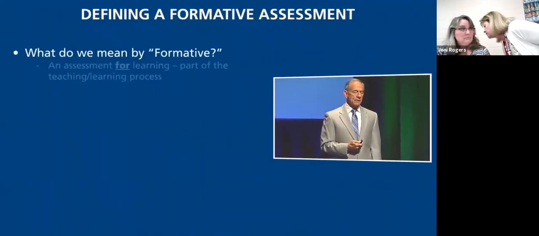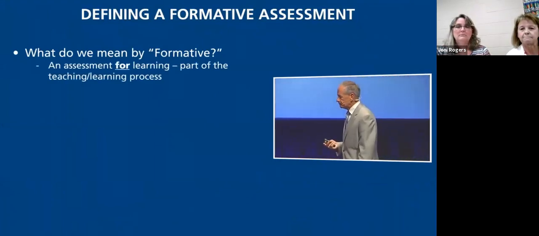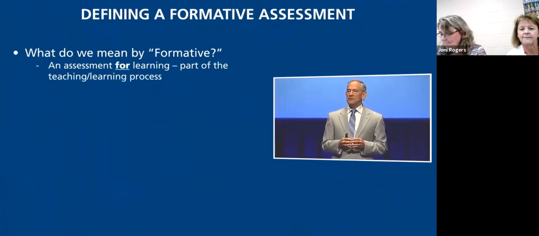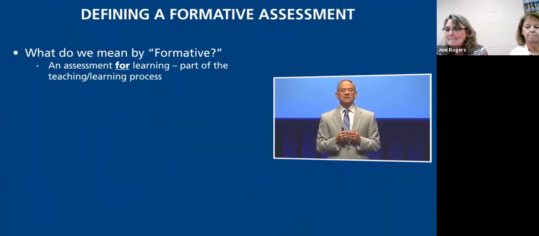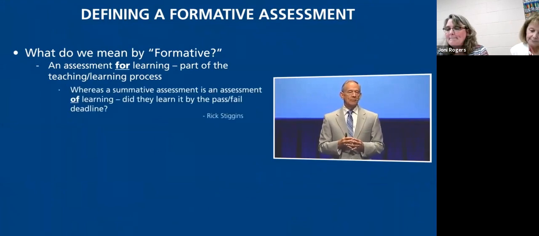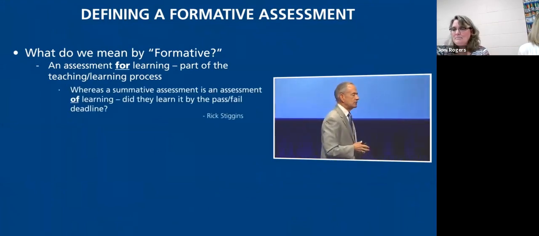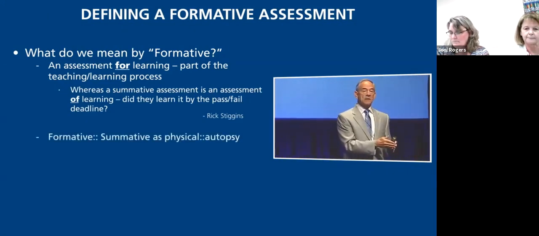There's a term that's a lot of confusion. Here's some of the ways that different people have answered it. Rick Stiggins says, a formative assessment is an assessment for learning. It's part of the teaching and learning process. A summative assessment is an assessment of learning. Did they learn it by the deadline? Yes or no, pass or fail? Doug Reeves has a different analogy. He says a formative assessment is to a summative assessment what a physical examination is to an autopsy.